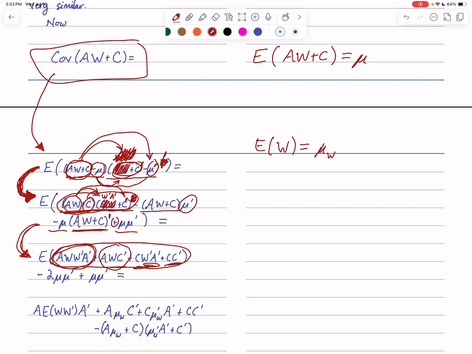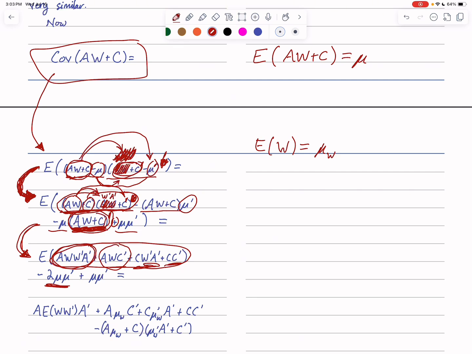Then keep in mind, where does this term come from? Well, it comes from here, and it comes from the fact that the minus is constant. So the expectation just moves over the minus, so I can ignore that minus. That's why this minus is here. And then I'm taking the expected value of this AW plus C prime. Well, what is the expected value of AW plus C prime? It's going to just be mu prime. The expected value of AW plus C is mu, and it's got a prime on it.